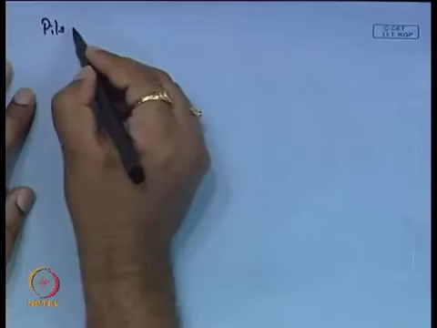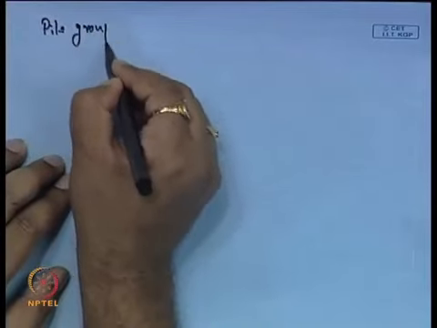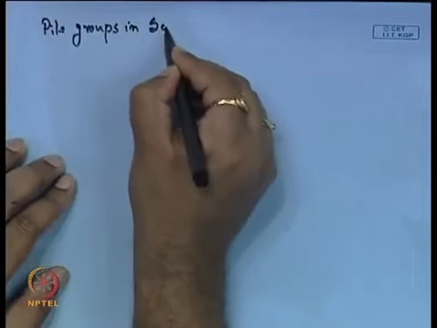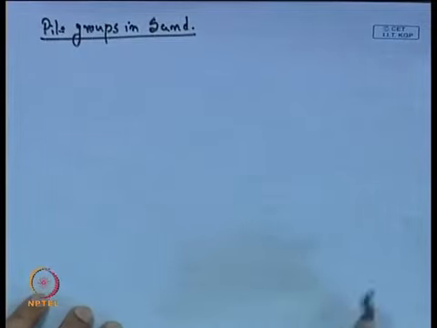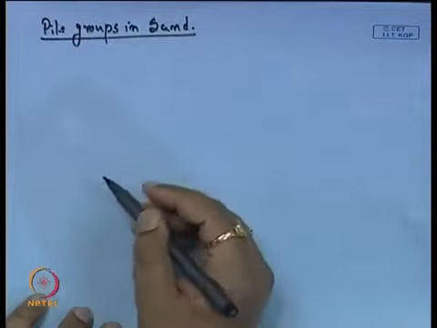Now, next we will go for some empirical expressions by which we can determine the settlement of the pile group if we know the settlement of the single pile. The first one is if the pile group is in sand, because in the previous calculation the pile groups were mainly in clay soil. Now, if the pile groups are in sand, how do we calculate the settlement from these proposed expressions.